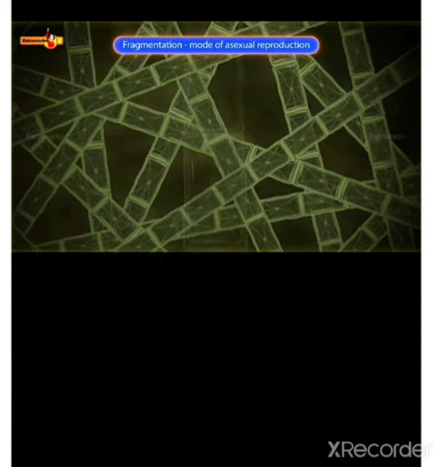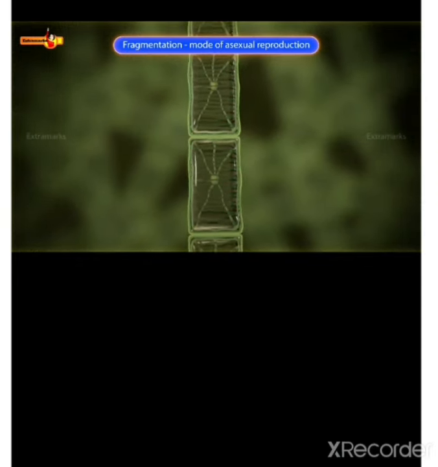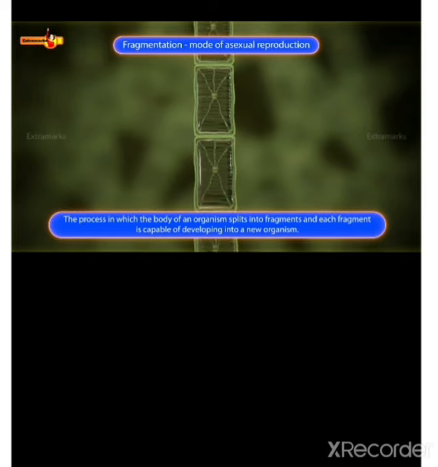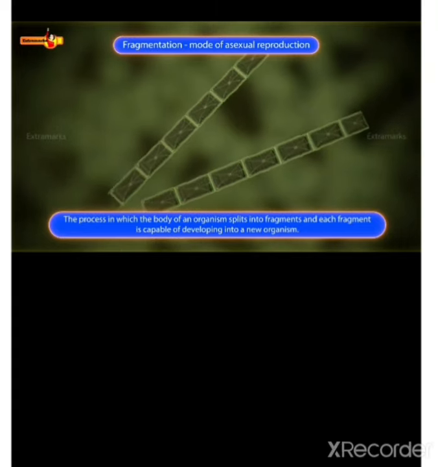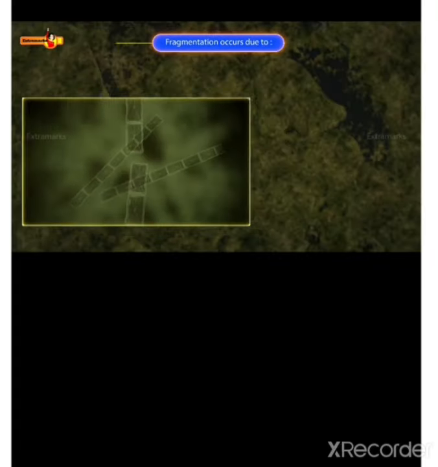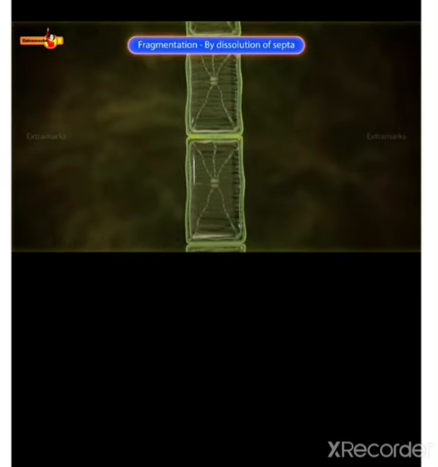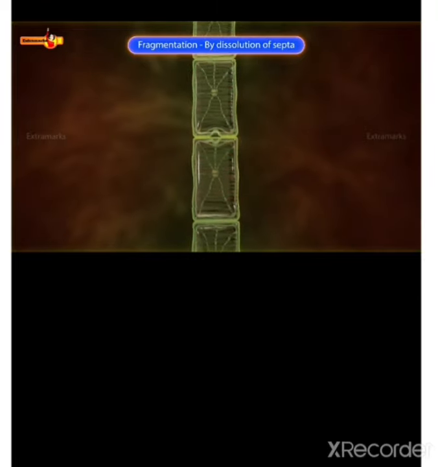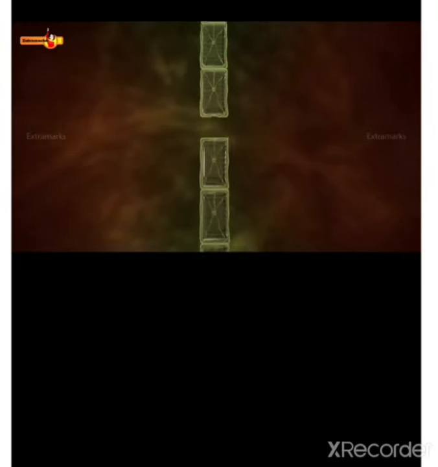of asexual reproduction. As the name suggests, fragmentation is a process in which the body of an organism splits into fragments and each fragment is capable of developing into a new organism. It occurs due to mechanical stress or dissolution of its septa. Whenever the temperature or the pH of the water changes, the intercellular septum dissolves and spirogyra breaks into fragments.